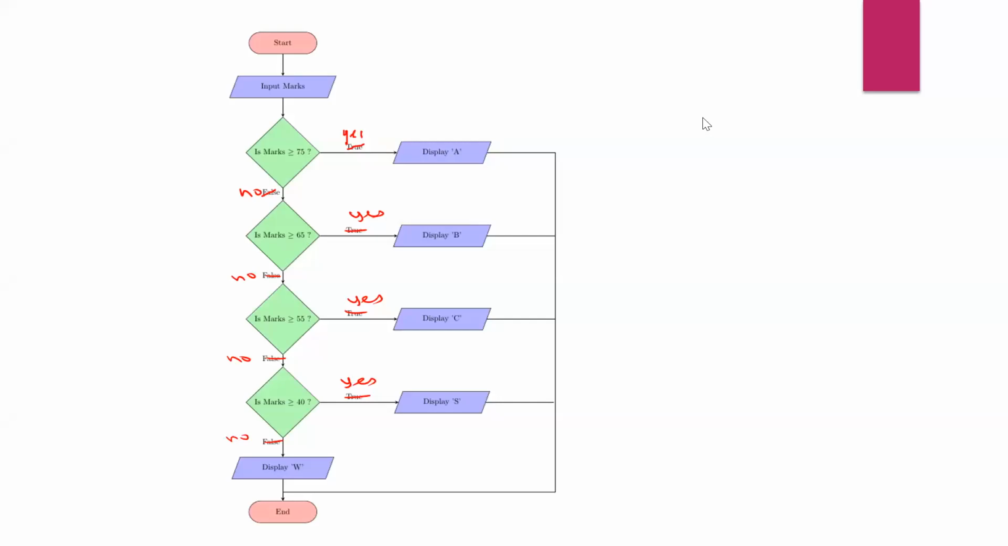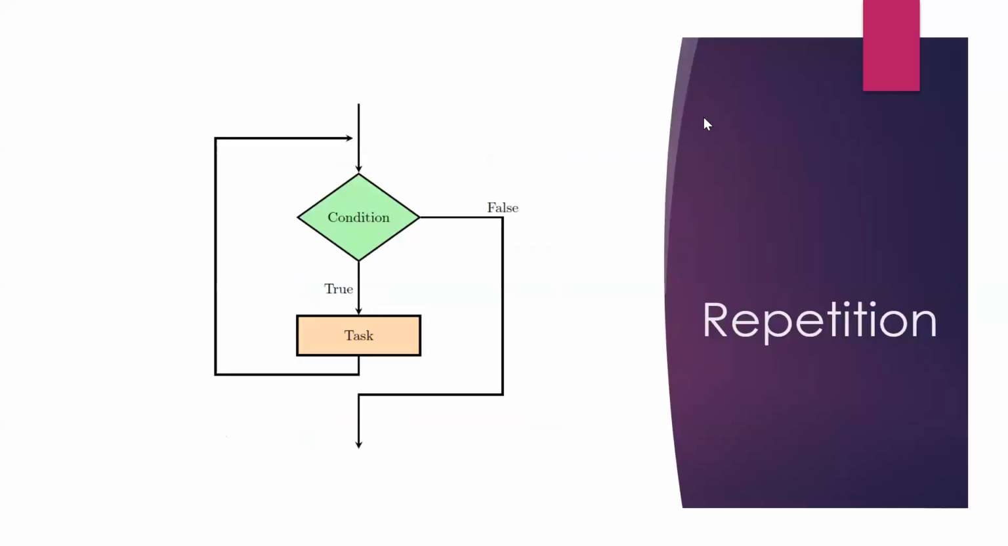Let's move to the next one. Write down repetition. Write repetition, son, until this drawing comes. So let's draw this drawing.